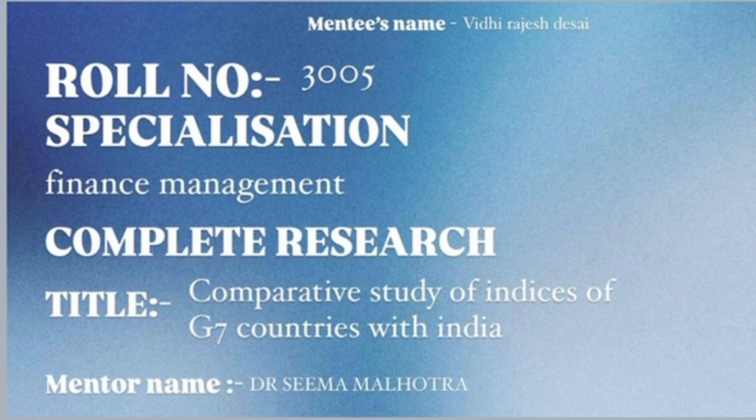G7 is an intergovernmental organization consisting of 7 of the world's largest advanced economies. These countries work together to discuss and address global economic issues, security concerns, and other pressing international matters. These countries are the United States, Canada, United Kingdom, France, Germany, Italy, and Japan.